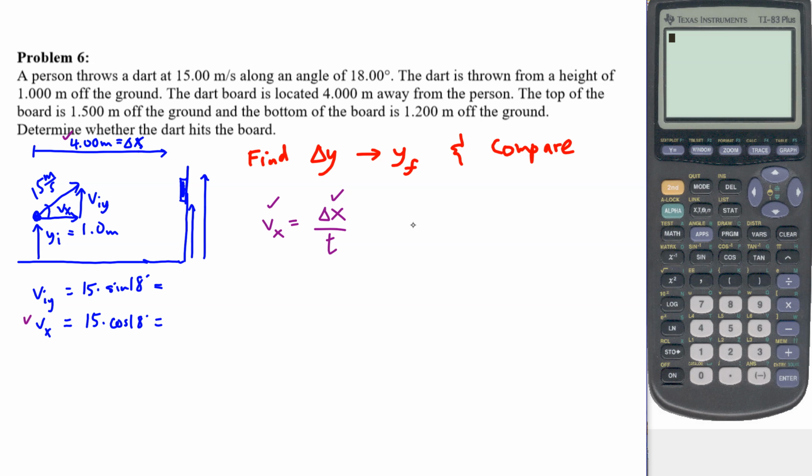So Vx, okay, if I write this equation again, but rearrange, I'm going to multiply both sides by t, then divide both sides by Vx. And so I have delta x on top, that's 4. And on the bottom I have Vx, which is 15 cosine 18.